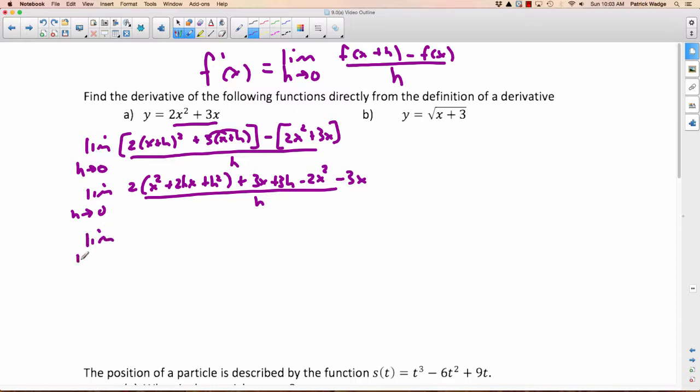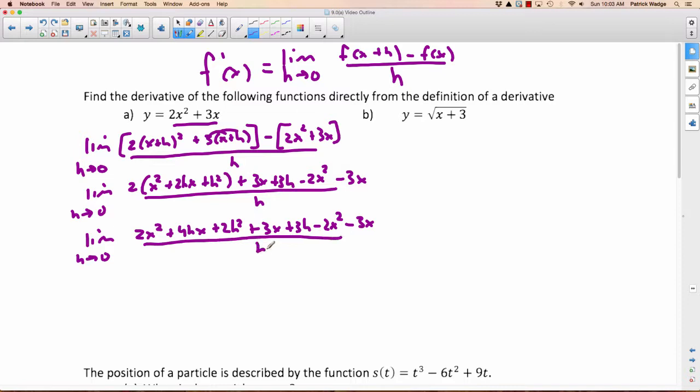Keep going, got lots of simplifying to do here. Distributive property here, I get 2x squared plus 4hx plus 2h squared plus 3x plus 3h minus 2x squared minus 3x.